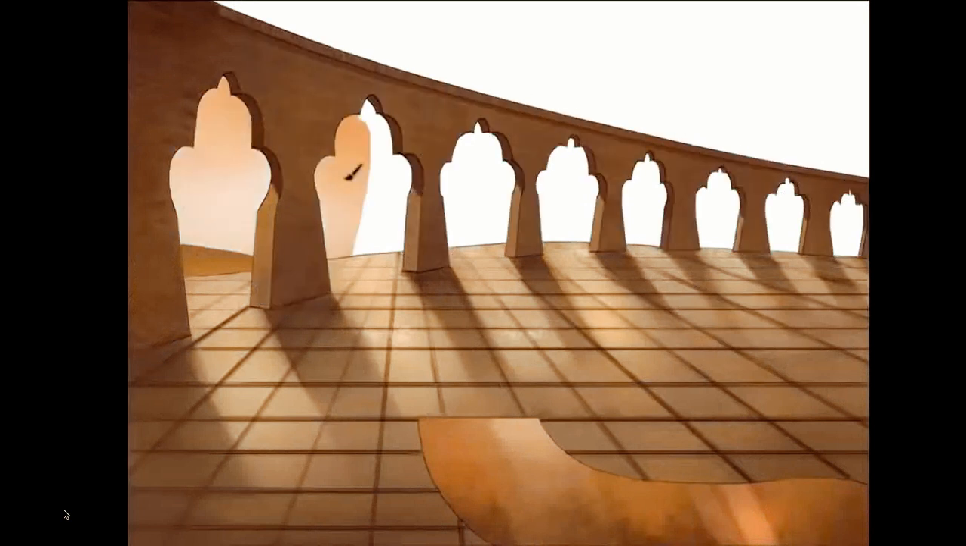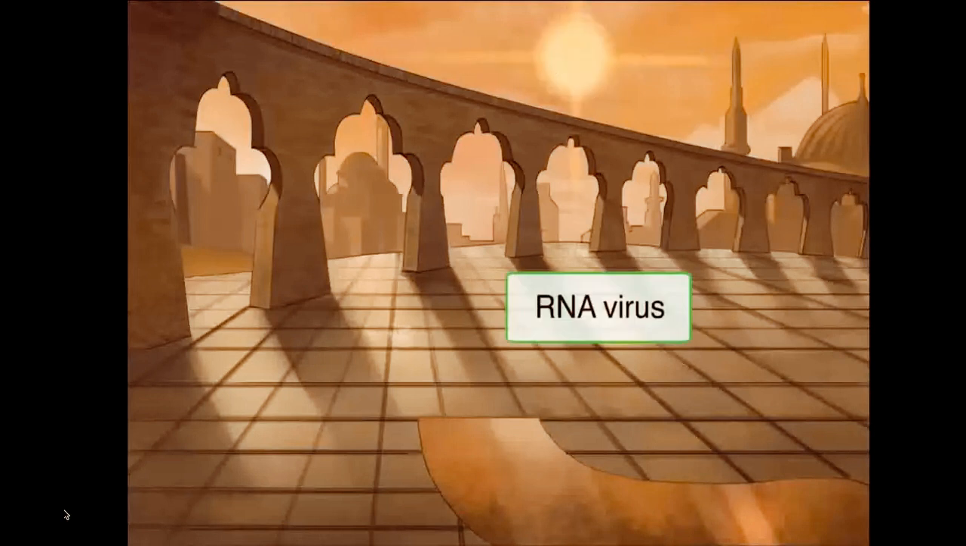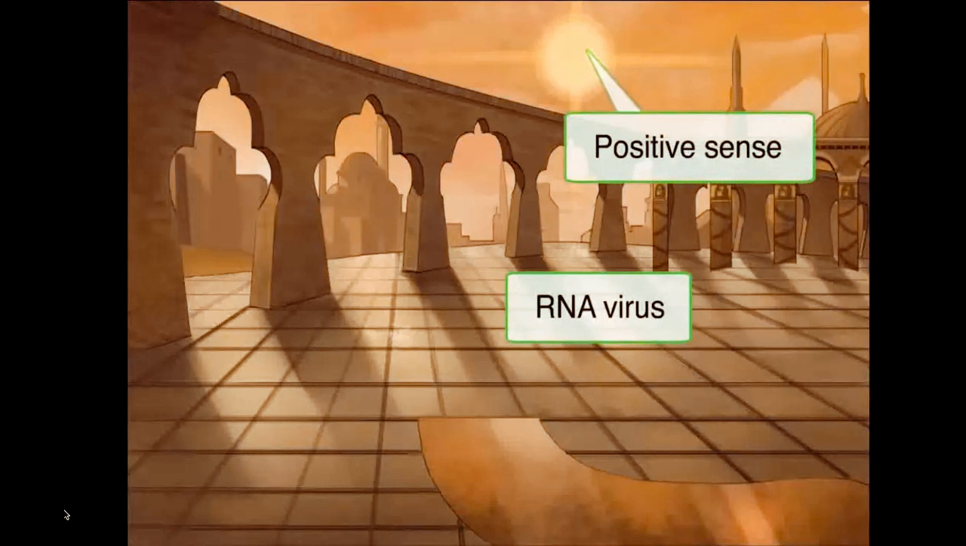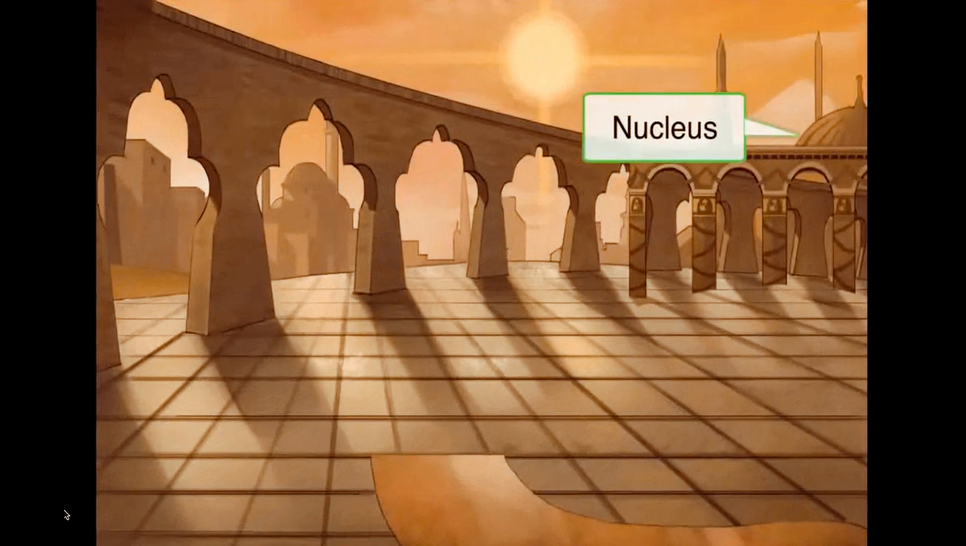So as we're drawing the scene, first take note of the orange and warm colors that tells us right away that this is an RNA virus. And the sunny scene, of course, is that it's specifically a positive sense RNA virus. And remember that all RNA positive viruses replicate in the cytoplasm. So if you look in the background, you can see a big nucleus-shaped dome. And you see that our scene is taking place outside of the nucleus.